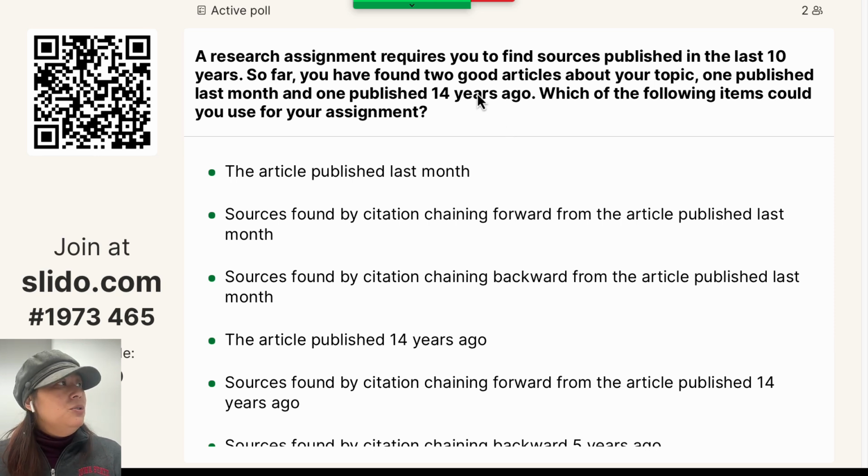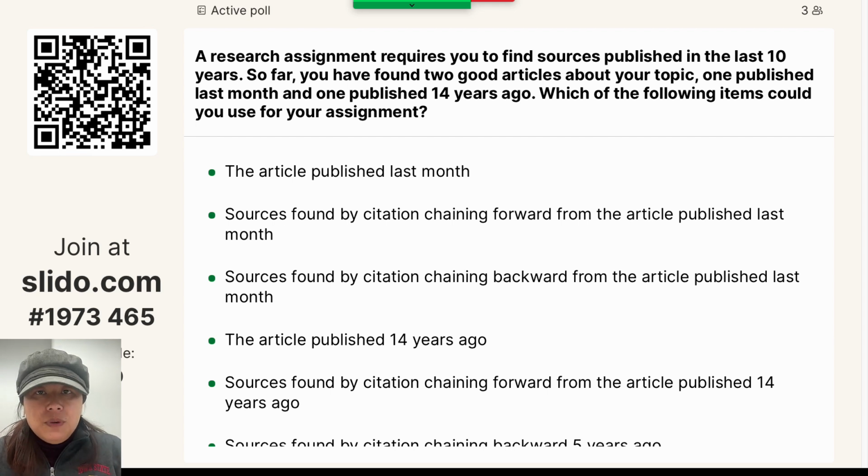You found two good articles, but you see this one that says published 14 years ago? It may be perfect for your topic, but because it was 14 years ago, you can't use it now because you can only use sources published in the last 10 years, right? 2015 and forwards. Anything before 2015 doesn't count, you see.